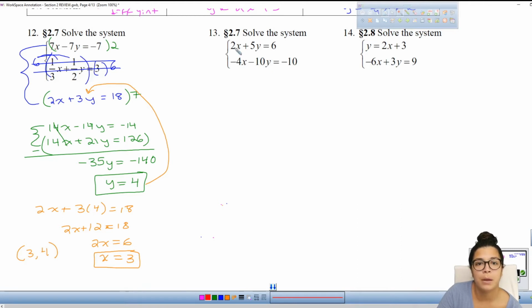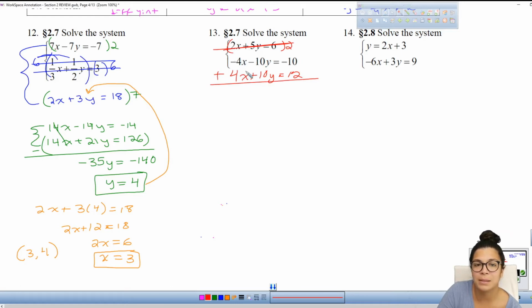So everything is lined up here, so I think I want to solve this with elimination. And I could very easily make this a 4 by multiplying by 2. So that will give me 4x plus 10y equals 12. And now I can use elimination and add these two together.